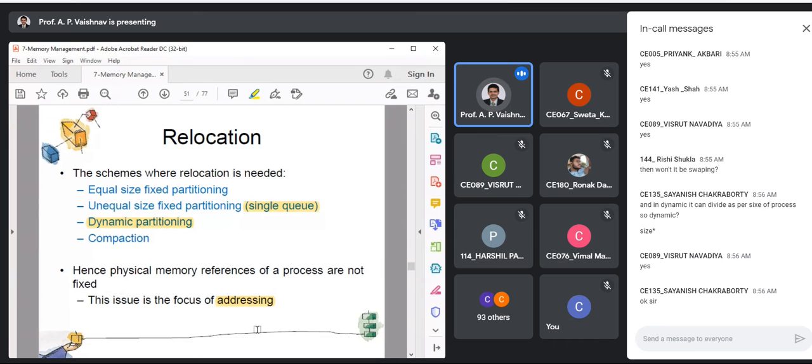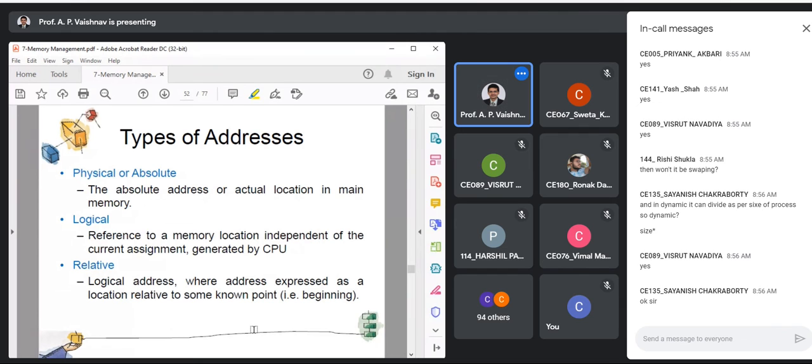And this is the reason why OS designers have come up with 3 types of addresses. That is what I'm going to cover next, right? So the first type of address that is defined in the OS is called physical address or absolute address. It is the actual location in main memory. Suppose you are having a 500H location in your main memory, and if you are pointing to that directly, that is your physical address. That is your actual address.